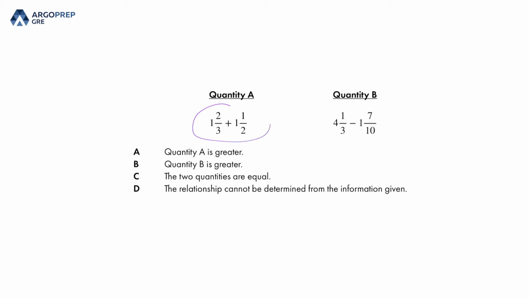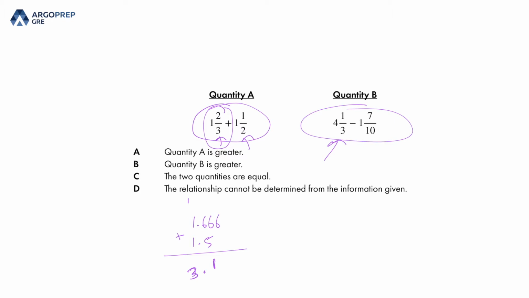So quantity A over here is 1 and 2/3 plus 1 and 1/2. We know that 2/3 is 0.666, but easily we can just say, okay, well 1 and 2/3 is just 1.6, and we're adding 1 and 1/2, which is just 1.5. Go ahead and add that together. You have 3.1. Now, obviously, you know this is going to be greater than 3.1 because 2/3 is 0.666 and so on. However, I don't think that's necessary until we go ahead and quickly try to solve for quantity B.